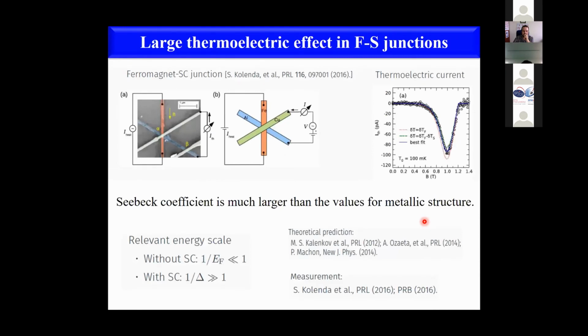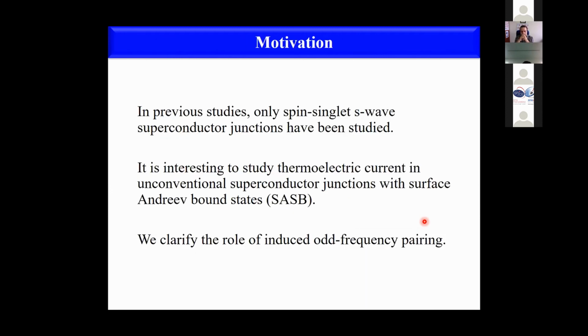Large thermoelectric effect has been studied in ferromagnetic superconductor junctions, and it is reported that Seebeck coefficient is much larger than the values of normal metallic structures. So my motivation is very simple. It is interesting to study thermoelectric current in unconventional superconductor junctions with surface Andreev bound states. And also we would like to clarify the role of induced odd frequency pairing.